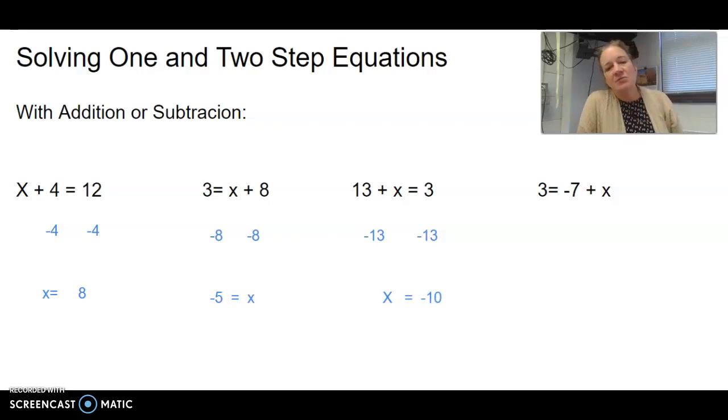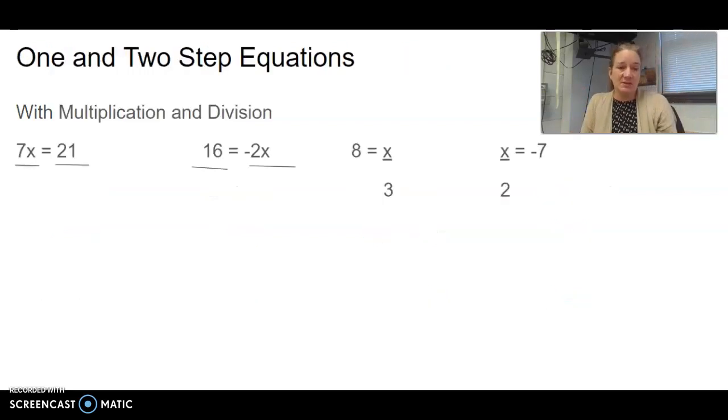On the last one, I have 3 equals negative 7 plus x. I want to get x by itself, so I've got to get rid of that negative 7. Well, that's like a minus, right? Negative 7. So what am I going to do to both sides? I'm going to add, right? I'm going to add the 7 to make the 7's cancel out, so I have x by itself. 3 plus 7 is 10. My 7's cancel out, and that gives me x alone. So I'm done. Once I have x alone on one side, I'm done, okay?